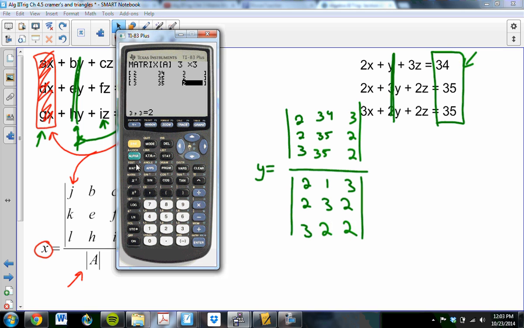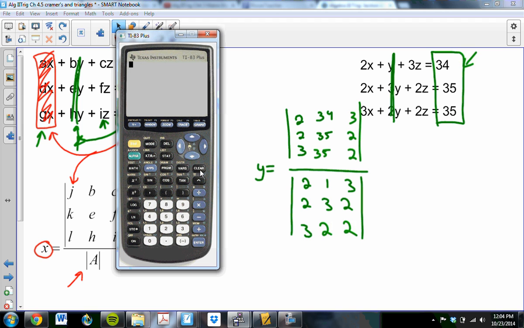Here, the key is quit. Don't try to clear, don't try to exit, or do second mode to quit. I'm going to go back to my matrix. I'm going to edit matrix B. Matrix B will be this one. It's also going to be a 3 by 3. And I have 2, 1, 3, 2, 3, 2, 3, 2, 2. I'll quit out of there. So now, for example, if I do second x to negative 1 and pull up my matrix and just hit enter on matrix A, it shows me what matrix A was. I can check to make sure it was correct.